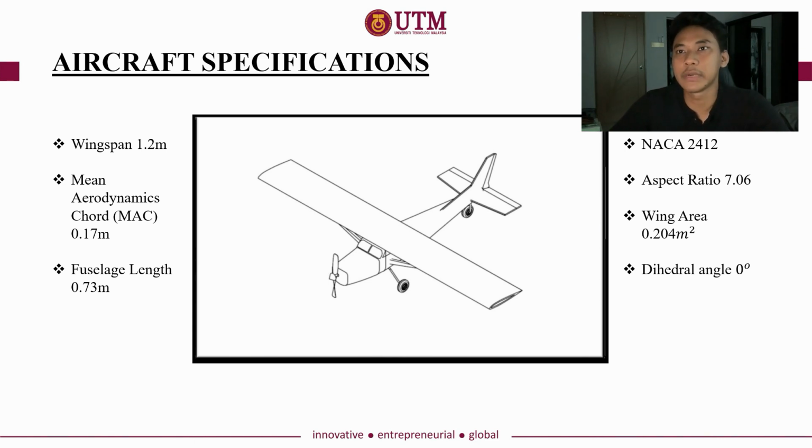Right, so we move to our aircraft specification. For our aircraft design, we have a wingspan of 1.2 meter, our mean aerodynamic chord is about 0.17 meter, and our fuselage length is about 0.73 meter. For our airfoil configuration, we are using NACA 2412 with an aspect ratio of 7.06. Our wing area is 0.204 meter squared, and since our wing is a non-tapered straight high wing, our dihedral angle is 0 degree.